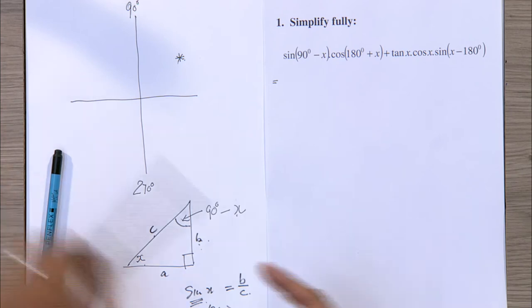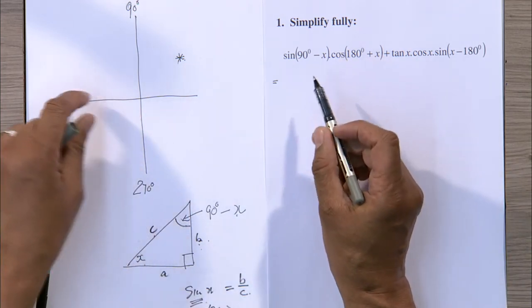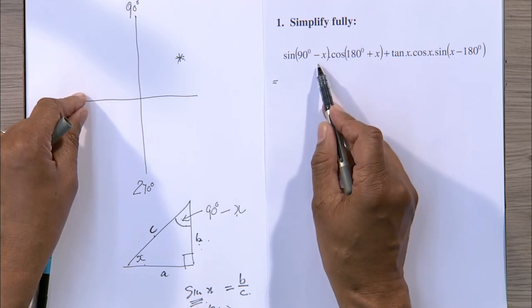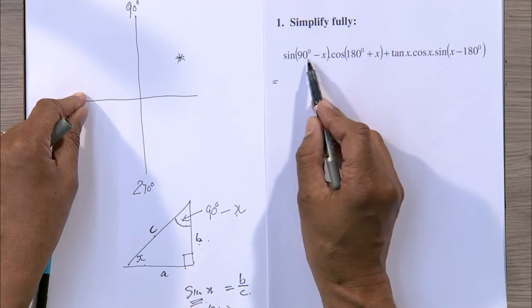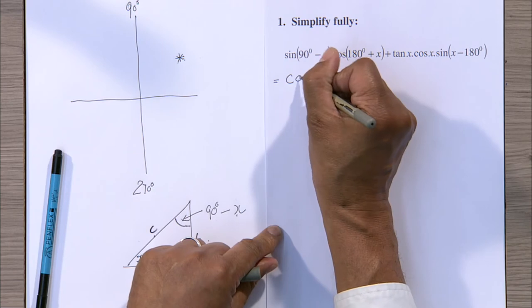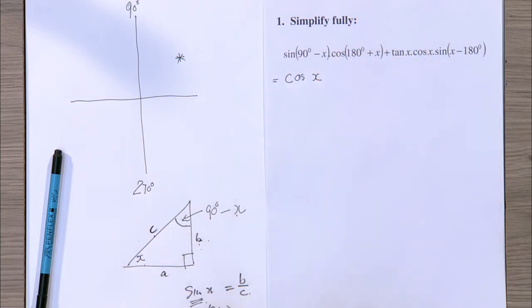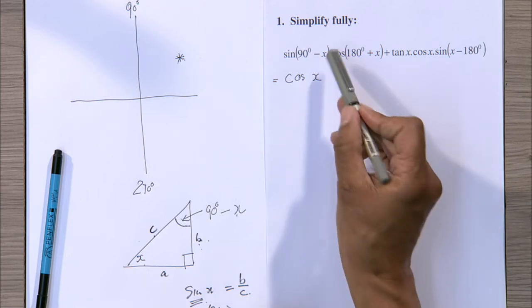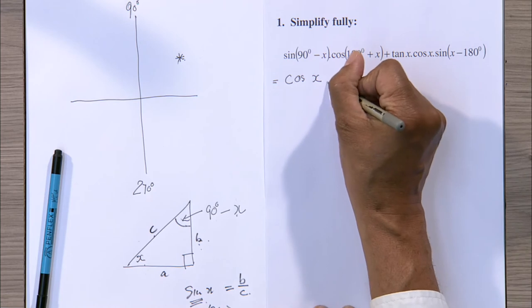So in this case, how do I simplify? So the sine of that, I first identify where the angle is, and then I determine whether it will be a complementary angle, so it becomes the co-function of x, because I must reduce it to an angle in terms of x.